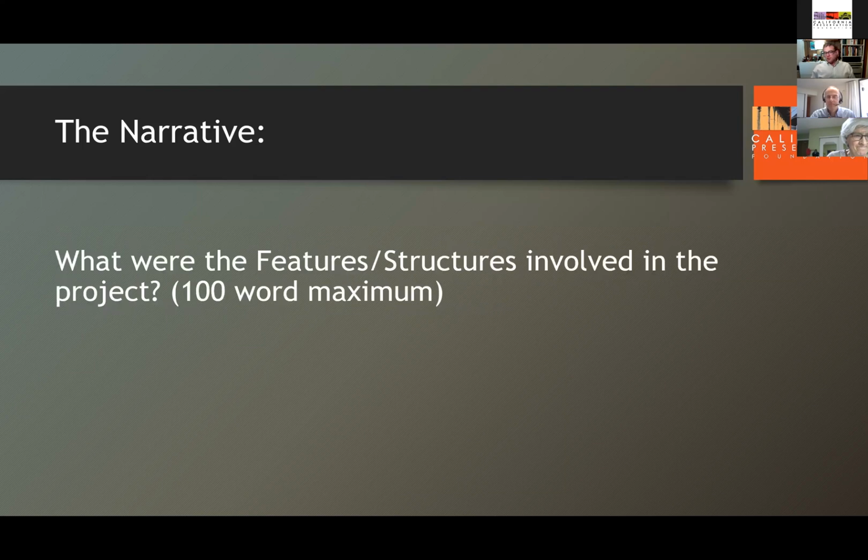So where were the feature structures involved in the project? So again, really important to concisely explain really what the scope of the work was. If it was an exterior renovation, facade renovation, to specifically highlight those features and explain those. So just so the jury has an idea of exactly what the scope of the work was and what they're looking at.